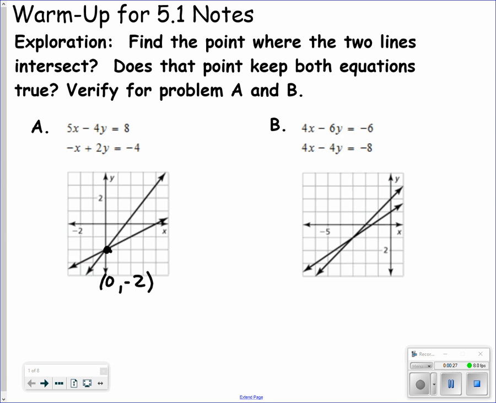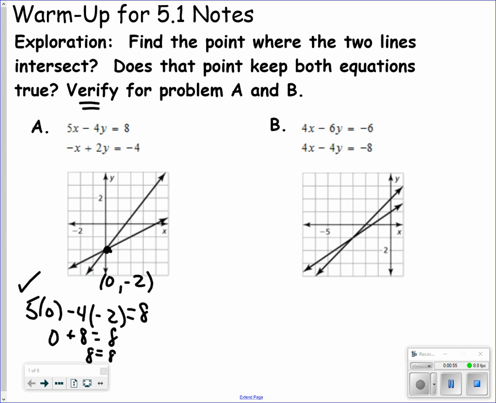Now, what I want to do is verify right now, and this is not something we're normally going to do, but you can check your answers, meaning if I put 0 in for x and -2 in for y, does it actually work in the top equation? So 5 times 0 would be 0, -4 times -2 would be 8. So does 8 equal 8? Yes, it does work in the top equation.